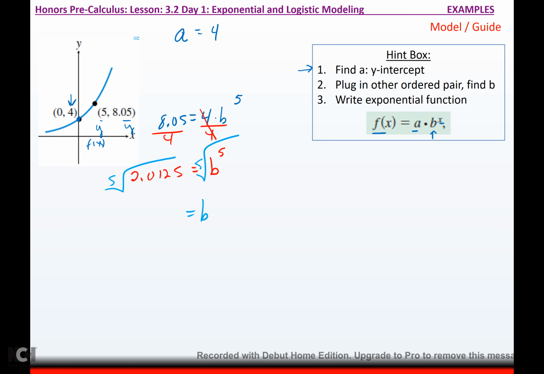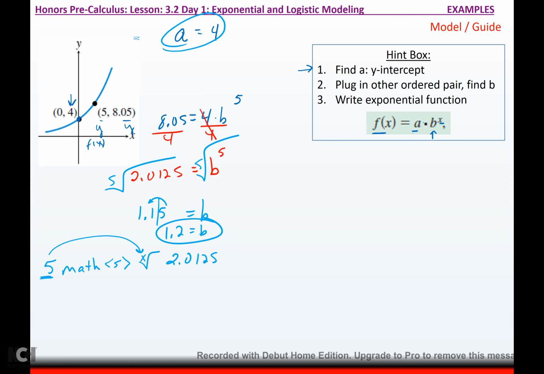And to type this in, you're going to type 5 math. And in this case, just to be sure, you're going to choose choice 5 because that's the x root. And this tells you that the root is 5. And then you type in what you're taking the root of, which is 2.0125. So you hit 5 math 5, and then you type 2.0125, and you get b equals 1.15013, and so on. So if I round it to the nearest tenth, my b is 1.2. So now that I know my a and my b, I can plug them in.